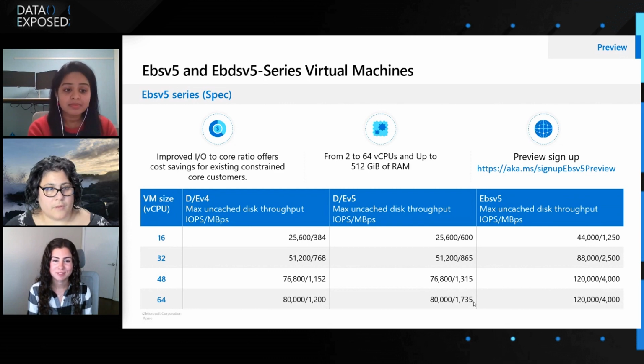But now the customers who are running specifically the SQL Server workloads typically require higher IO throughput than what is offered at a lower core count. And so now they can try the Ebdsv5 series, which offers a 4,000 megabytes per second throughput as well. And with these, customers get the desired cost savings. And this is currently available in public preview, and customers can actually sign up for preview and try out these new VM series. Awesome. Wow, this is really exciting.